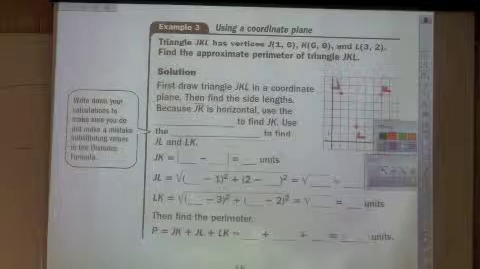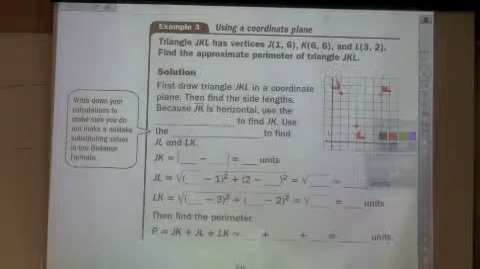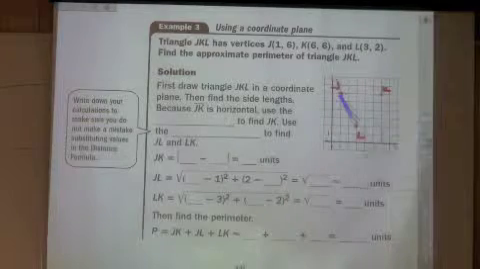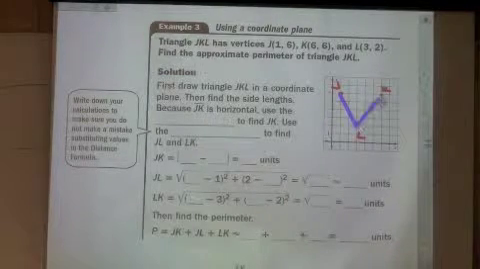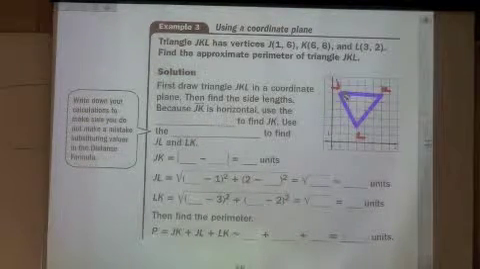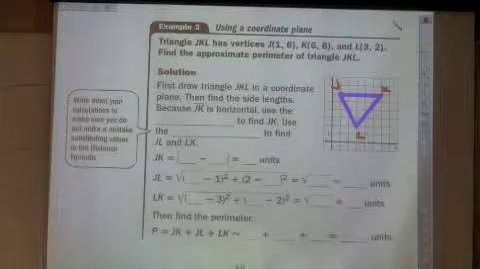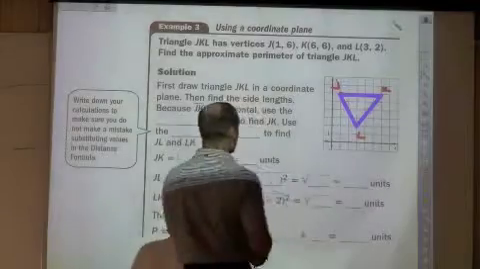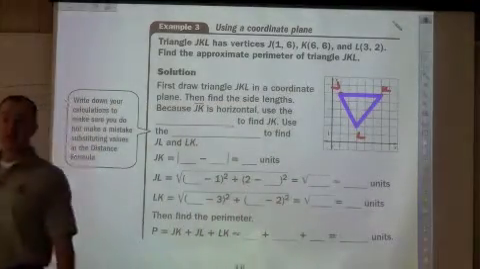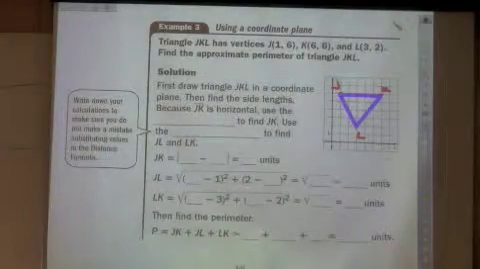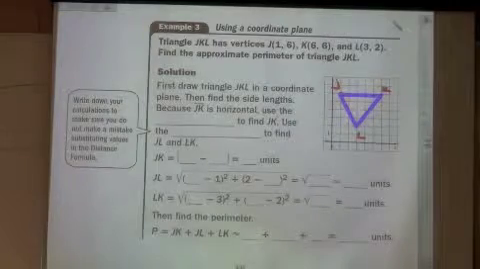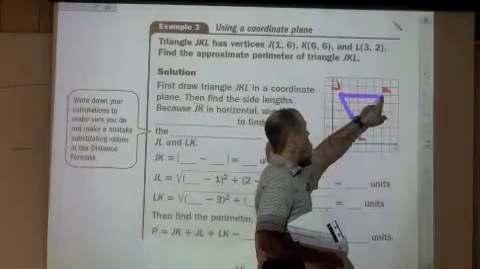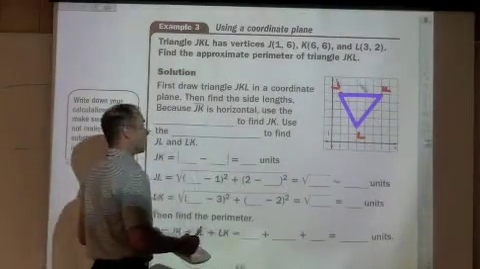Get my line tool out. Now, we're finding the perimeter, so we're finding the walk around distance, correct? One of those distances is really easy to find. Which distance is really easy to find? The top one. I can just count boxes. What's the distance on the top one? 5. That's not so bad.